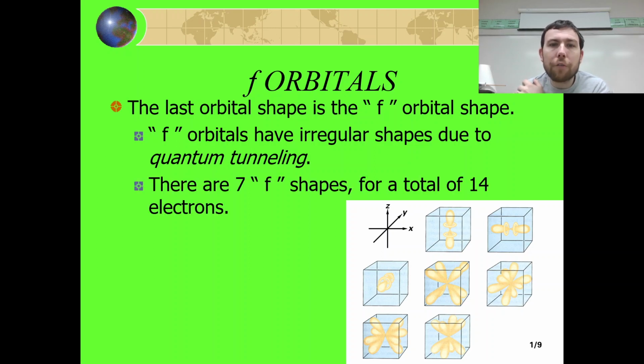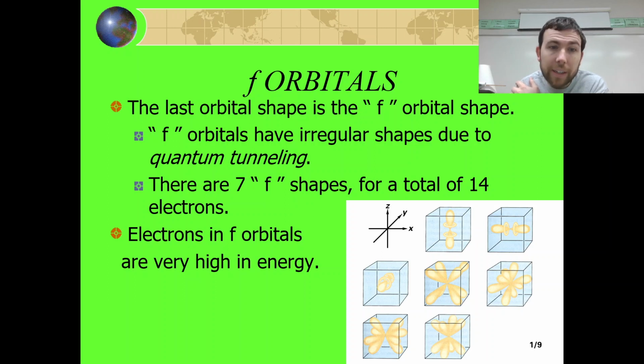Now, for your f orbital, there are 7 f shapes. And within those 7 f shapes, you have a total of 14 electrons in the f orbital. Again, if you count the number of elements in the f block, in the lanthanides and actinides in one row, there are 14 elements, therefore 14 electrons. So we start to see how the quantum mechanical model really matches up nicely with our periodic table.